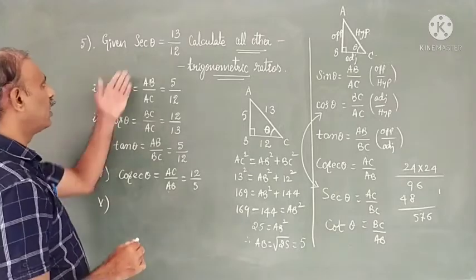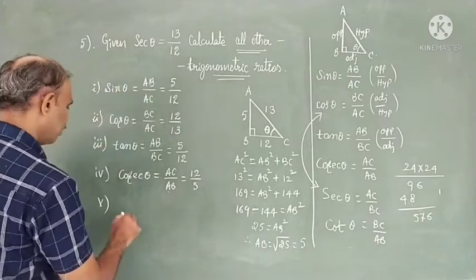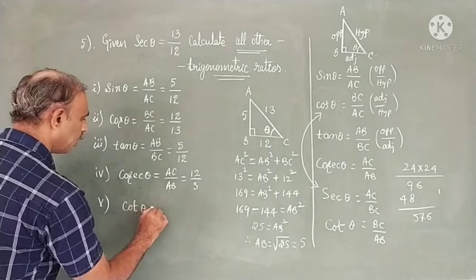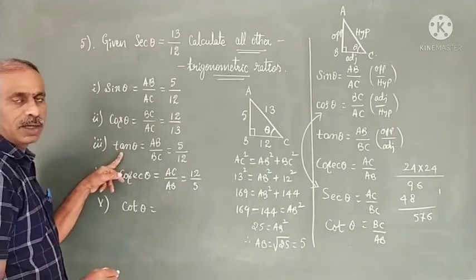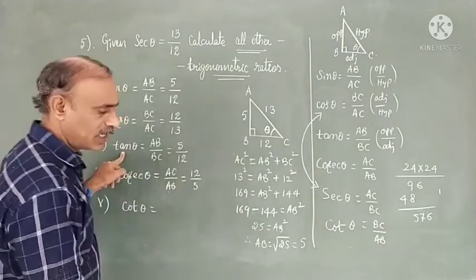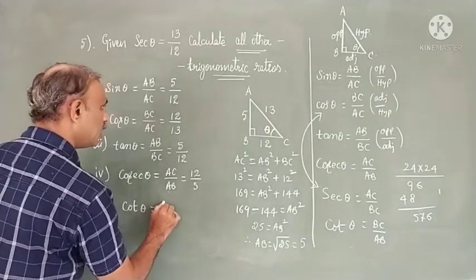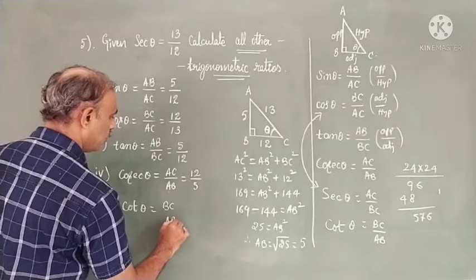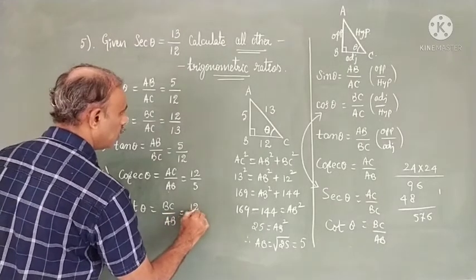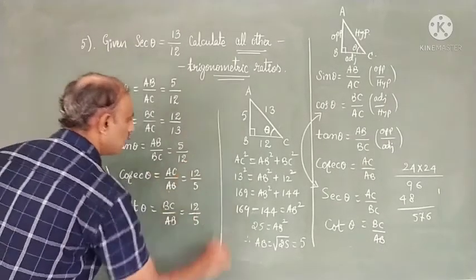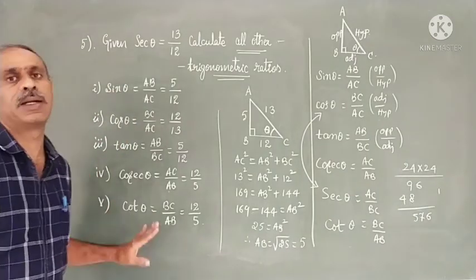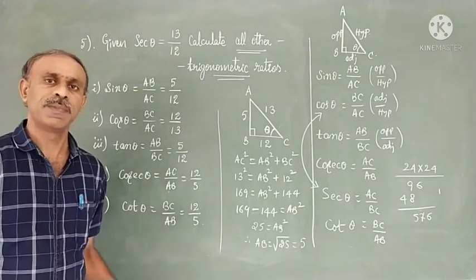Secant theta already we have given, no need to find. Right? So remaining is cot theta. Cot is the reciprocal of tan. Tan means opposite by adjacent. This is adjacent by opposite. Adjacent by opposite, BC by AB. What is BC? 12. AB 5. So very simple part this is. Okay? Try to understand.